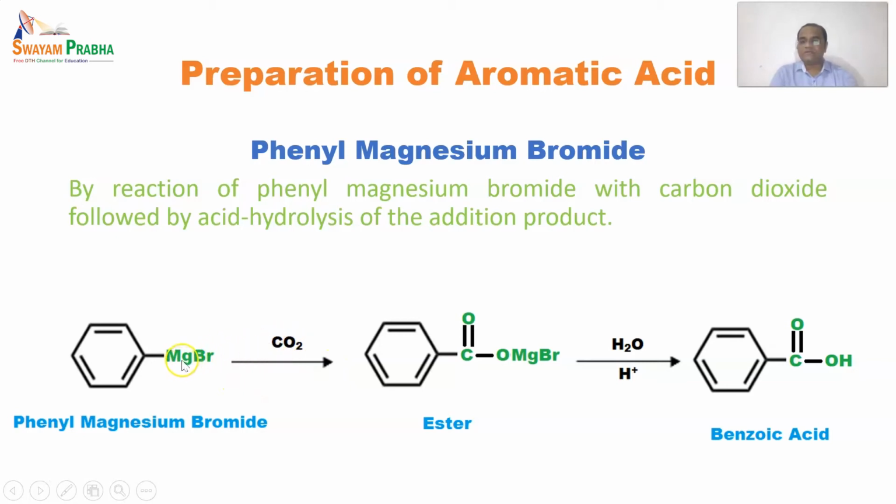And CO2 has been introduced in between, and it happens likely because magnesium is a metal, and this metal will bear a positive charge, and whatever the compound is, bromide or phenyl ring, it will have a negative charge on it.